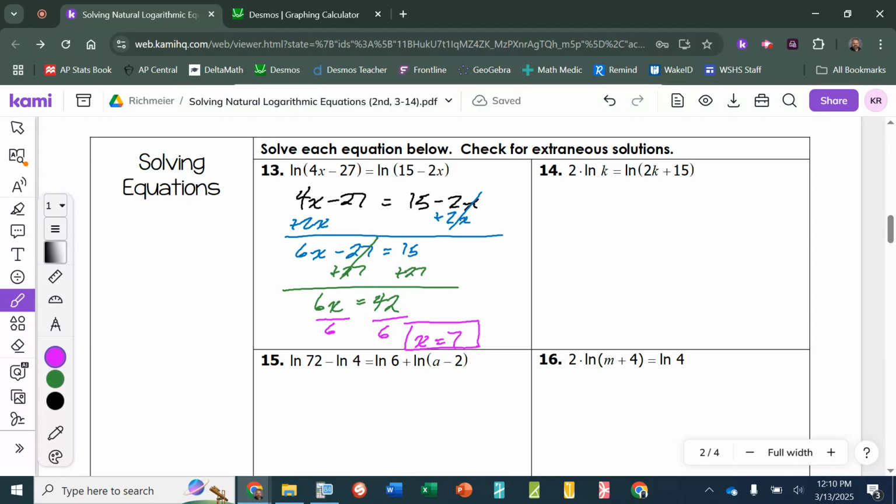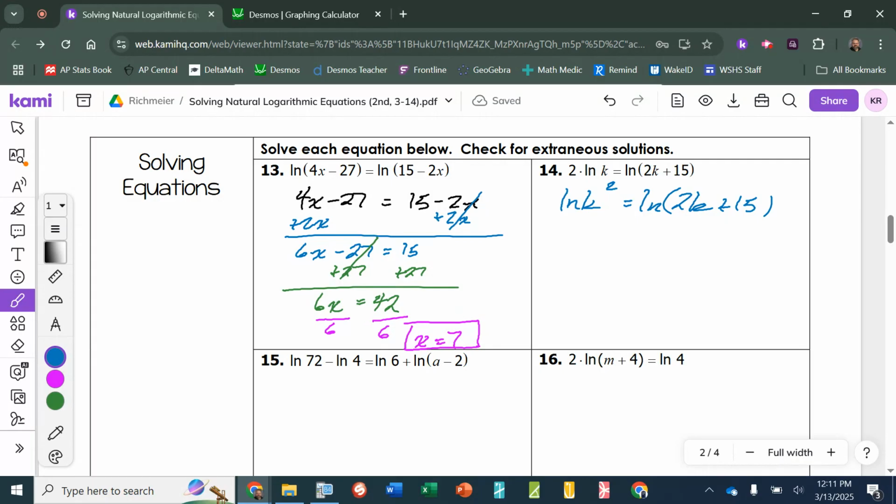Now in 14, we have a little bit of condensing to do because we have this 2 up front. So when I go to solve this thing, that's what I have to take care of first, is any condensing or isolating. So I'm just going to go ahead and rewrite this problem. So I'm going to have the natural log of k. We're going to raise that to the 2nd power, and that's going to be the natural log of 2k plus 15. There we go.